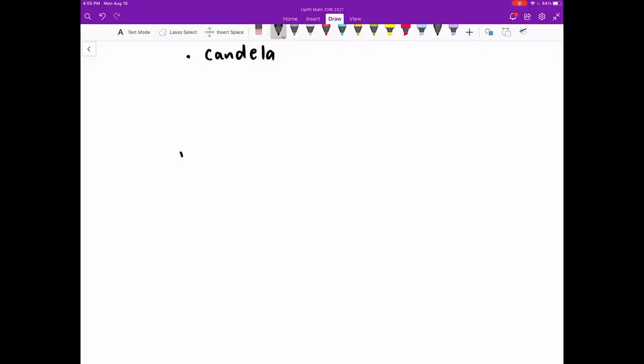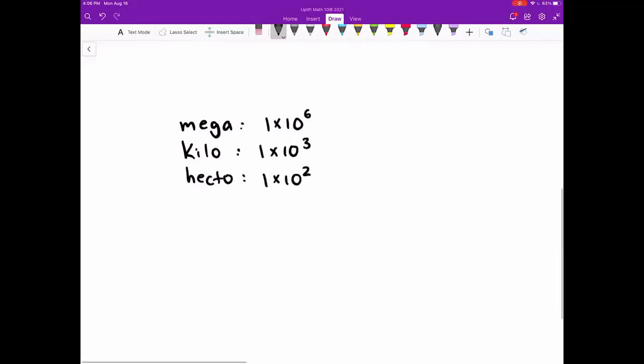Mega has the symbol capital M, and the multiplication factor, which is basically how big it is compared to the base unit, is 1 million, so 10 to the 6. Then the next one below it is kilo, which is a K, with a multiplication factor of 1,000, so 10 to the 3. Below that is hecto, which is a lowercase h, and that's 100. Then we have deca, which is lowercase da, with a multiplication factor of 10.